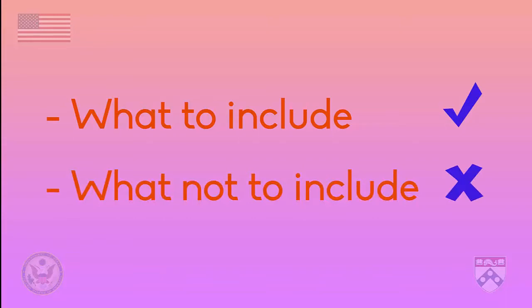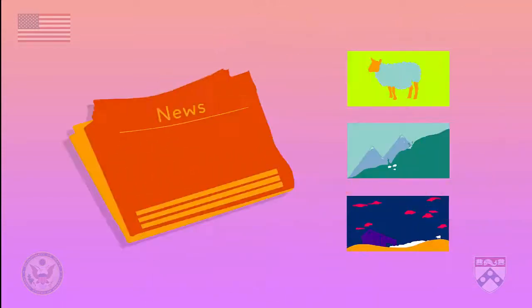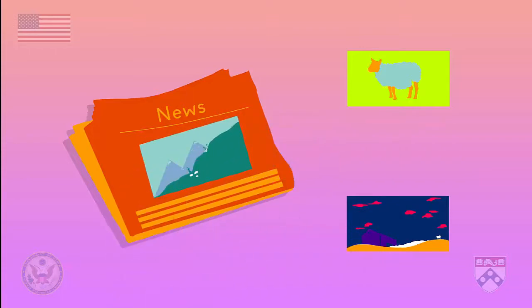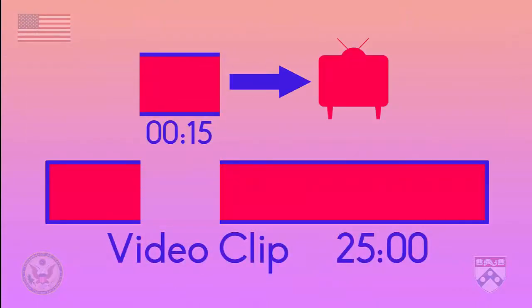For example, when you look at a newspaper article, often there is a picture at the top. Someone chose that picture. There were many other pictures to choose from, but someone chose that exact one. Also, when you watch a television show, you might see a 15-second video clip. The complete video might be 25 minutes long, but someone decided that that 15-second clip was enough to include.